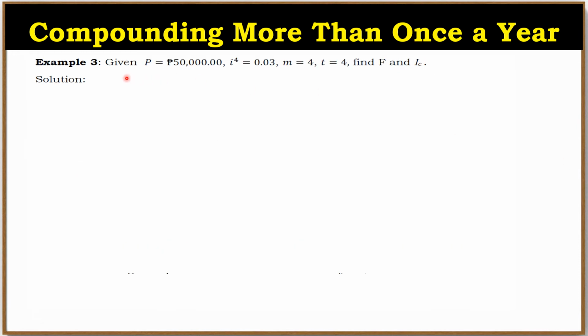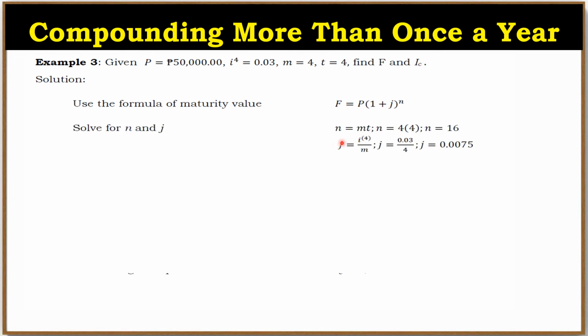Example, given P is equal to 50,000. Our rate is 0.03. Our m is equal to 4. And our term is equal to 4. Find the future value and the compound interest. So, in our given, our term or time in years is 4. It is compounded quarterly. Okay? Using the formula, F is equal to P times (1 plus j) raised to n.